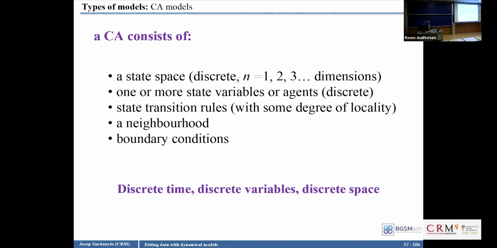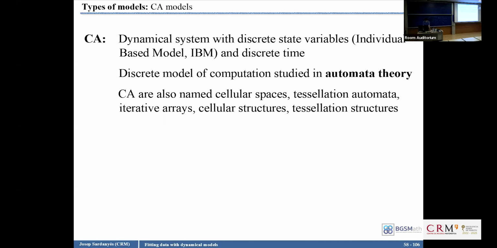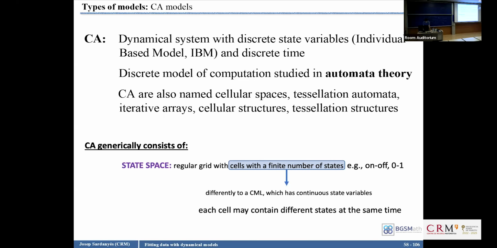Then the state transition rules, that is how the automaton evolves. And of course, we can decide some degree of locality. We can use the first neighbors. We can use 4 neighbors, the von Neumann neighborhood. We can use 8 neighbors. We can use hexagonal neighbors, whatever. And boundary conditions, and the initial condition, the initial configuration. Cellular automata are also named cellular spaces, tessellation automata, iterative arrays, cellular structures, whatever.